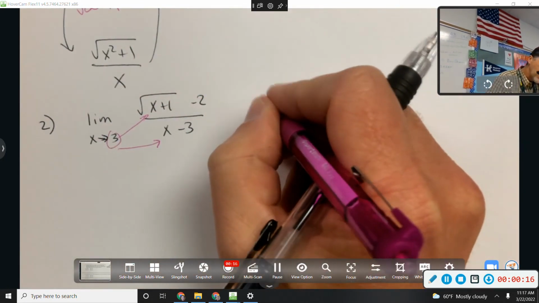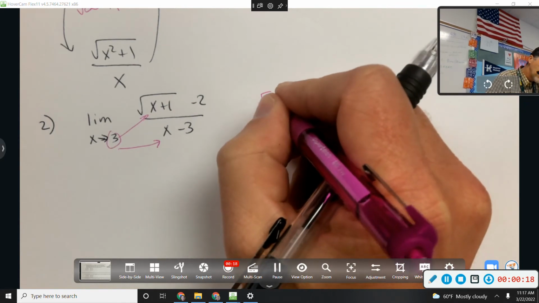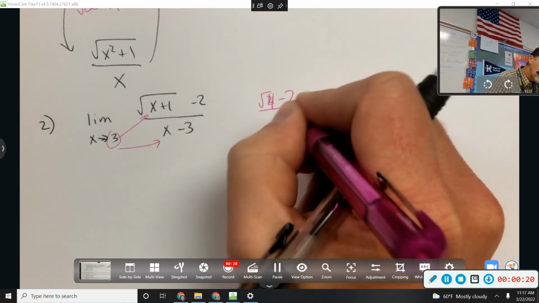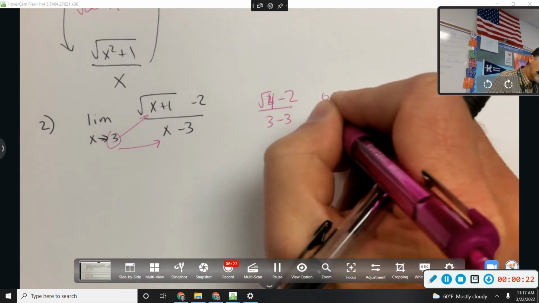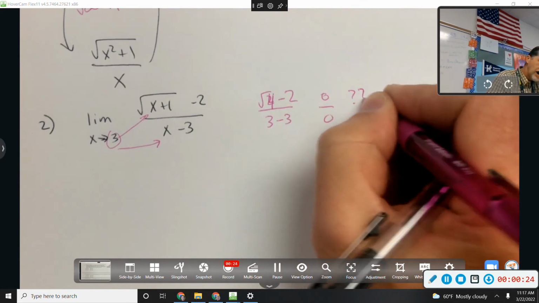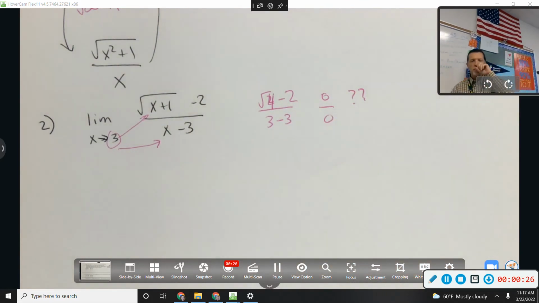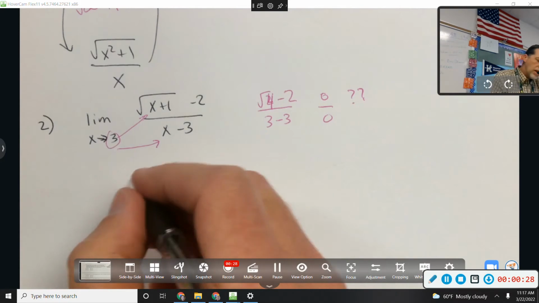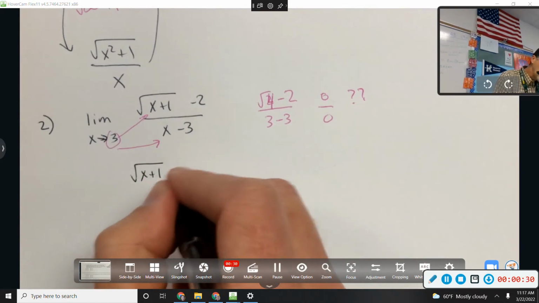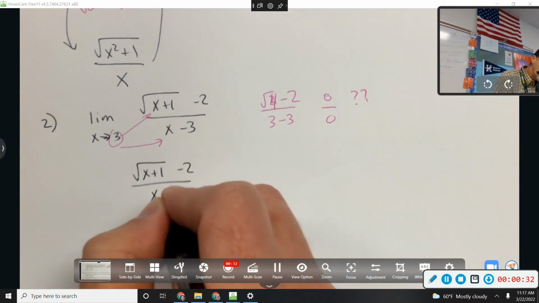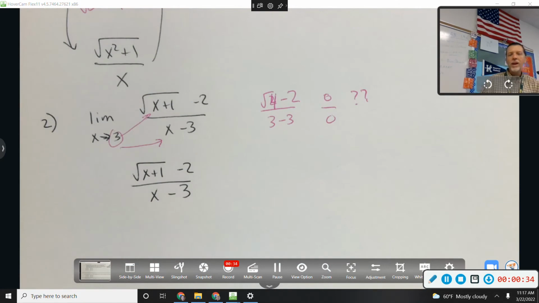We get root 4 minus 2 over 3 minus 3. That doesn't work. Okay, so that doesn't work. So let's try the algebra way from way, way, way long ago. Do you remember what the algebra way is? No. Conjugate.